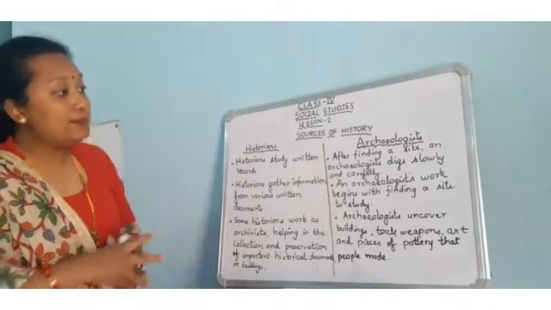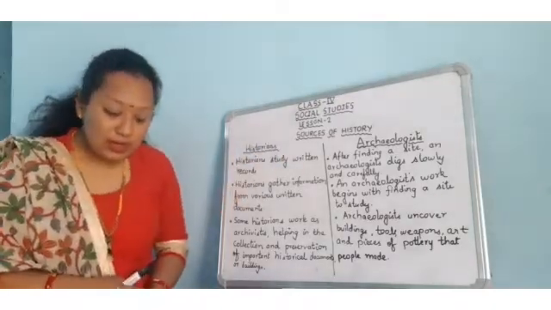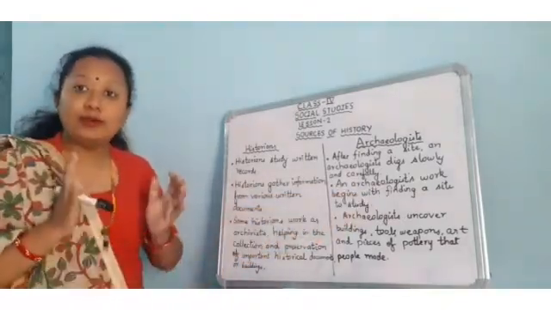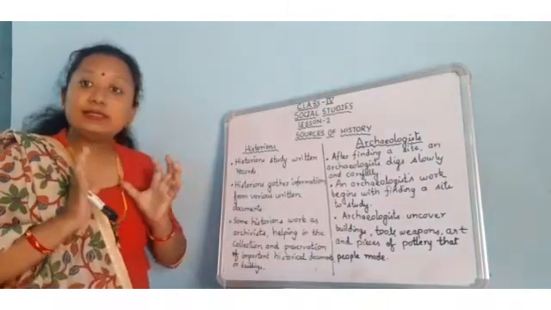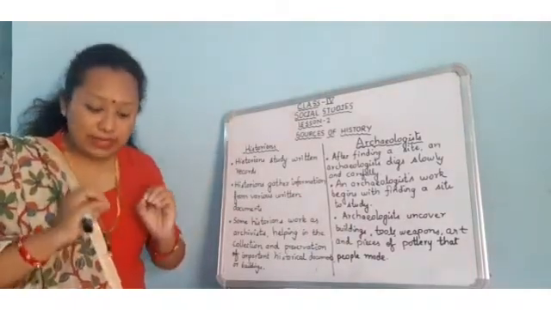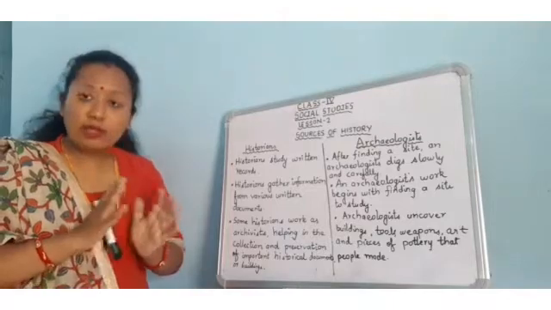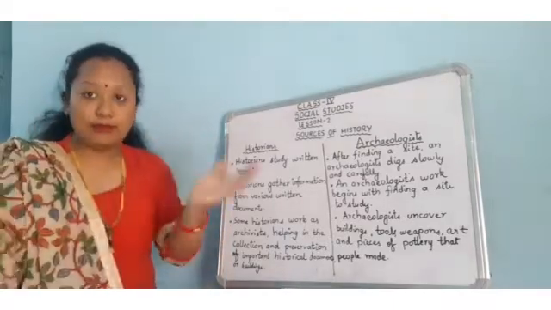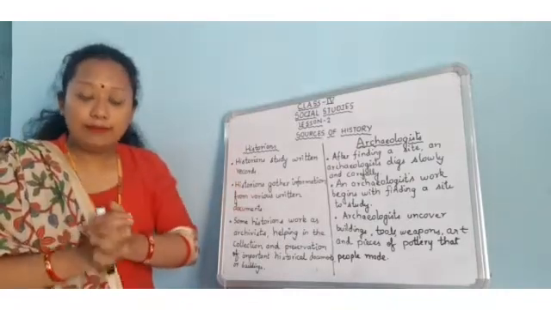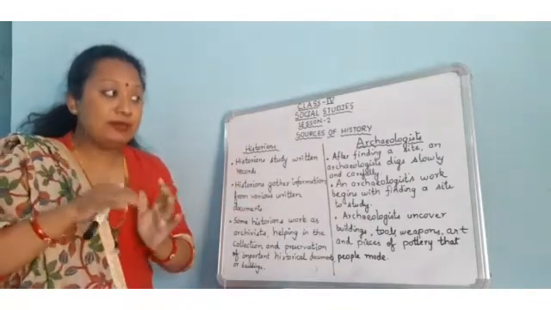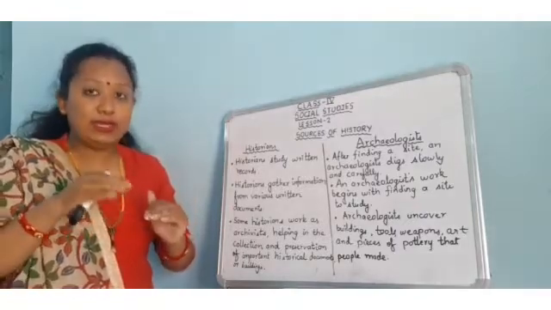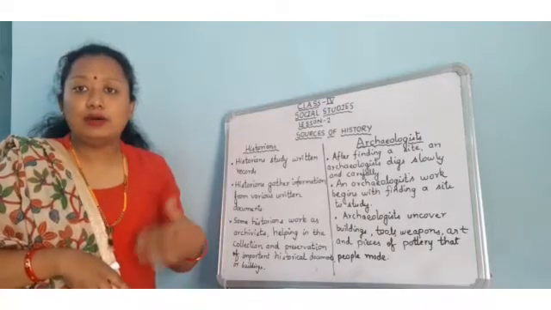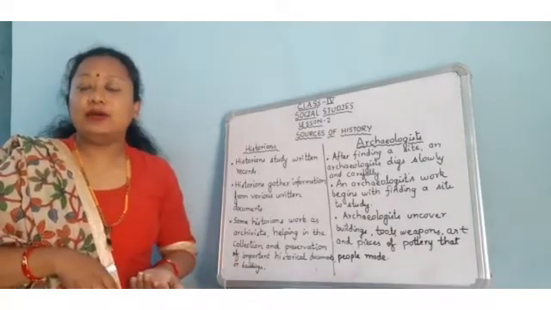After that comes the archaeologist. An archaeologist's work begins with finding a site to study. First of all, they find a site, a place, to study. After that, they dig that site. Archaeologists dig slowly and carefully so that they can find anything which was in the past.